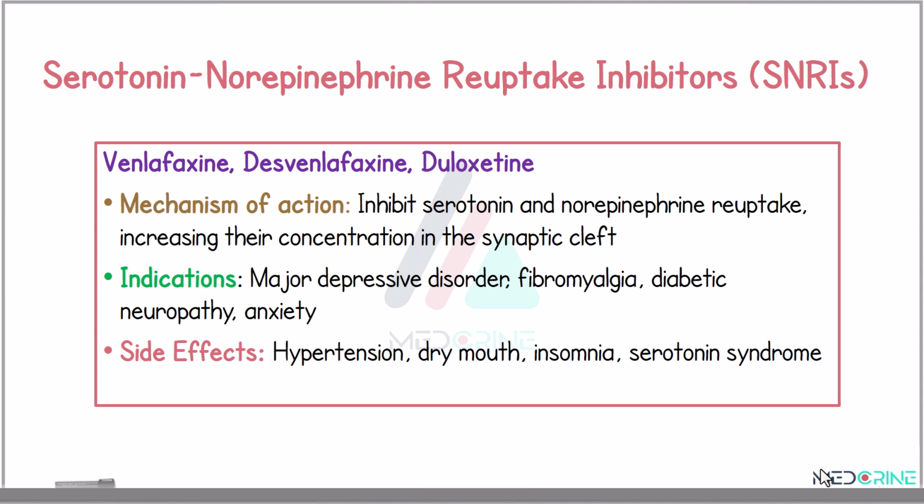Serotonin-norepinephrine reuptake inhibitors are taken orally, and once they reach the brain, they inhibit the reuptake of both serotonin and norepinephrine. This eventually increases the levels of serotonin and norepinephrine in the synaptic cleft. The indications of serotonin-norepinephrine reuptake inhibitors besides major depressive disorder include fibromyalgia, diabetic neuropathy, generalized anxiety disorder, and neuropathic pain.